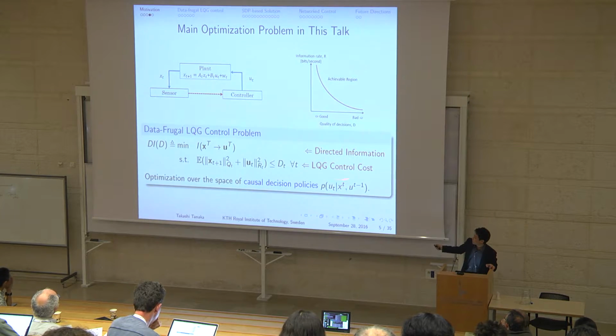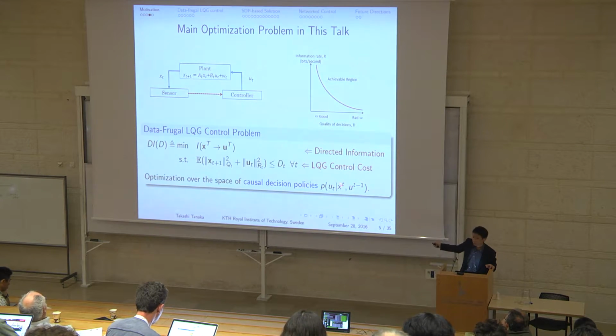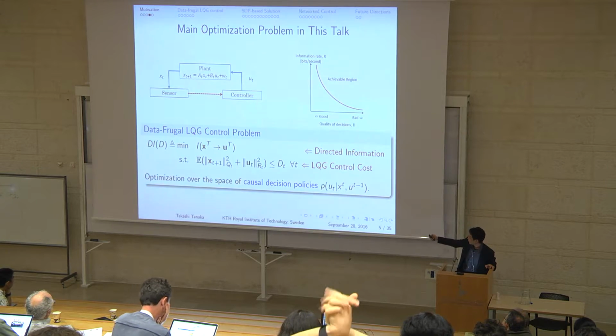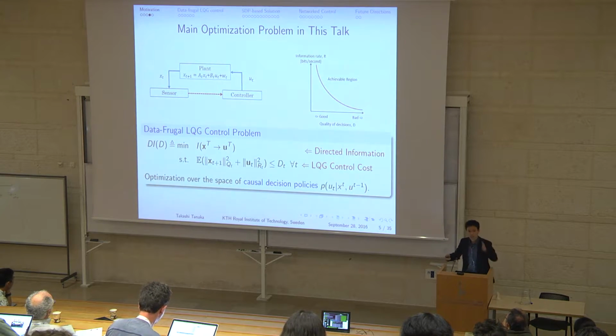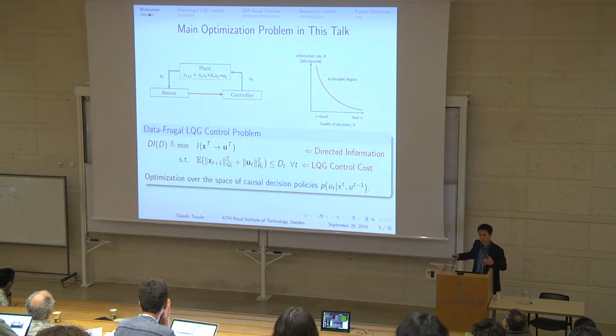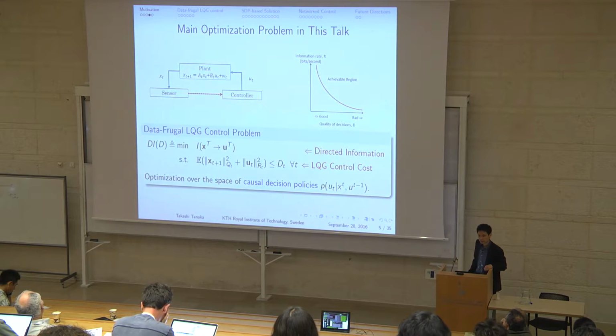And in order to model this causal decision-making policy, I'm going to use conditional probability distributions. In my notation, the superscript T denotes the history all the way up to time T. So this X superscript T means X1, X2, all the way to Xt. By a conditional probability distribution of this structure, essentially we can model any general class of causal decision-making policies.